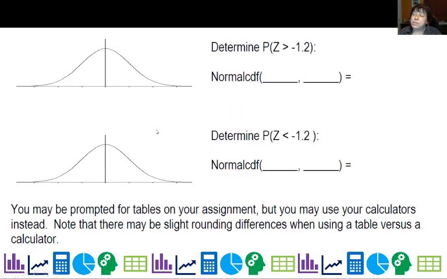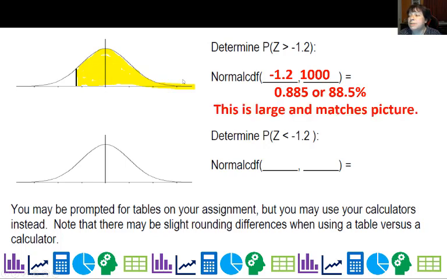Let's do one more with z is greater than negative 1.2. So I'm going to the right. See, this is the right area because I'm going greater. So negative 1.2 to 1,000, and I get 88.5%. That makes sense. Z is less than negative 1.2, so I would do negative infinity to negative 1.2, and I get 11.5%, which also makes sense. It's less than half, and it's this side.